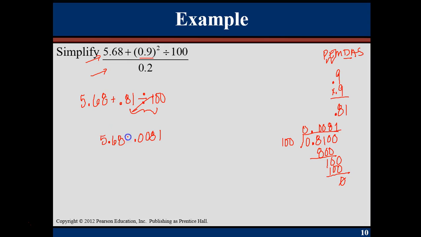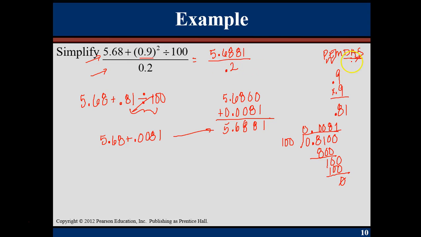Now I'm going to do addition and subtraction left to right. 5.68 plus 0.0081. Line up your decimals and fill in any missing spots with a 0. Then add, or subtract if you need to subtract, as usual. My new numerator, after I'm done simplifying, is 5.6881. But I have a denominator, and so now my last thing I'm going to do is divide.